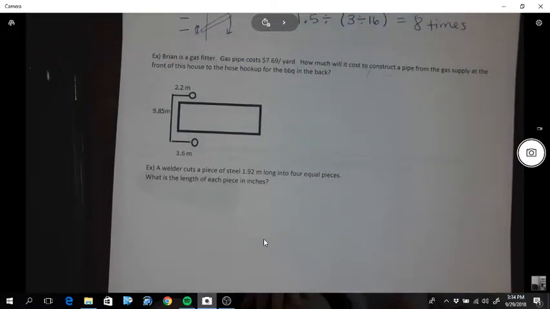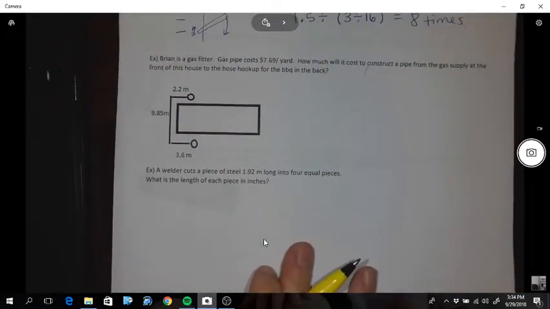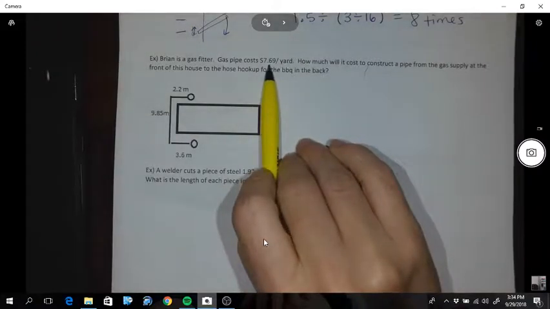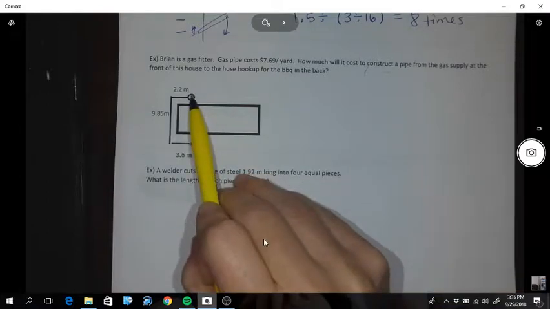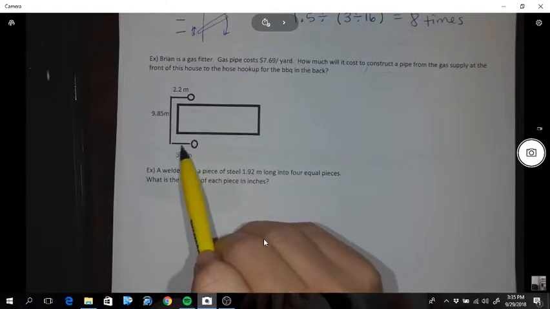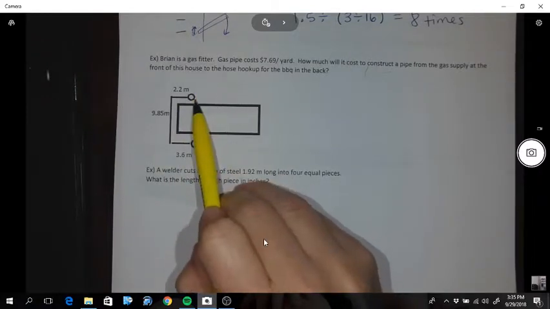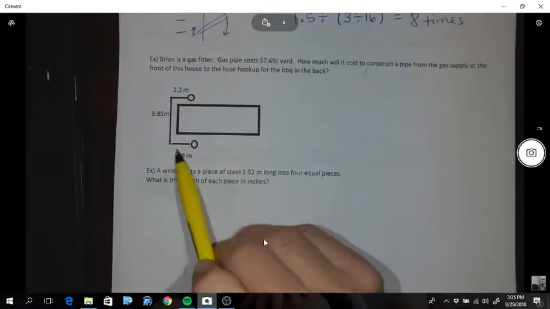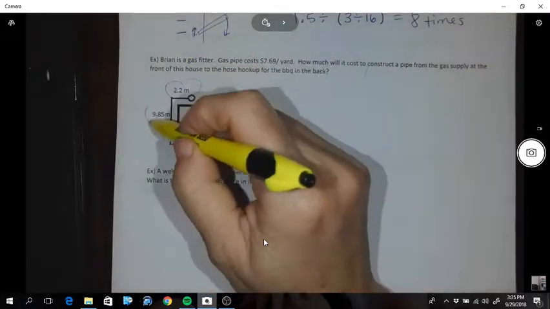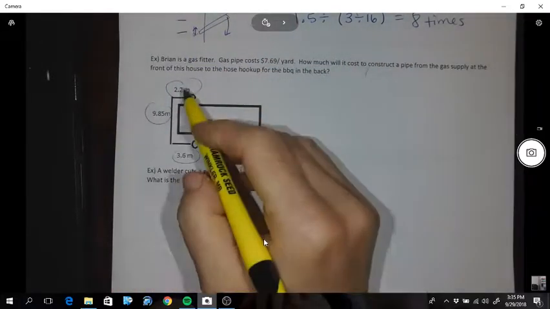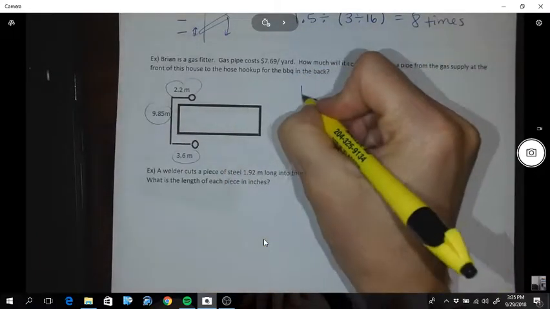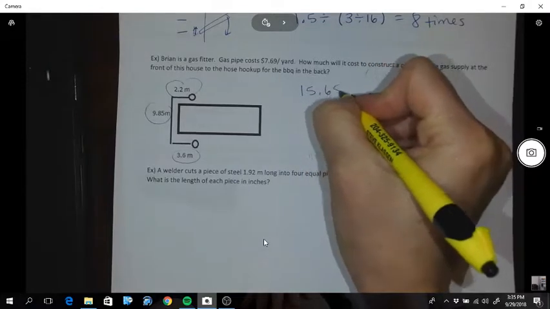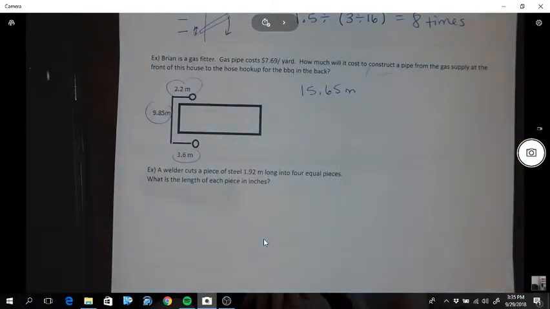Okay, next question. Brian is a gas fitter, and gas pipe costs $7.69 per yard. How much will it cost to construct a pipe going from the gas supply to the front of his house? So here's the gas, and he needs to go all the way around because he wants to hook up for a barbecue. Okay, so let's figure out what the total distance is. We're going to add all 3 of those pieces together, and adding them gets you a total of 15.65 meters.